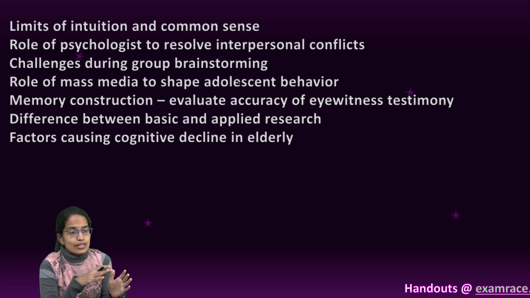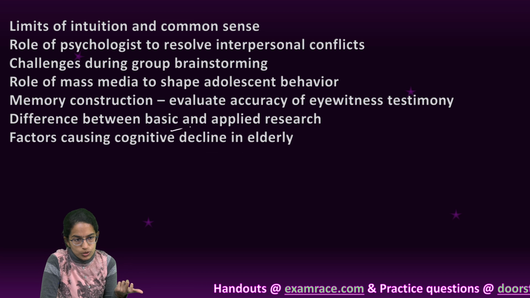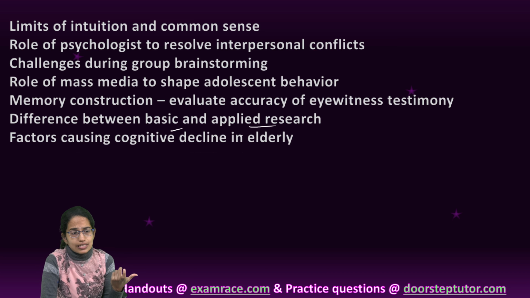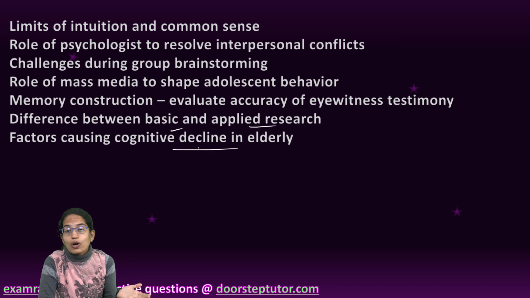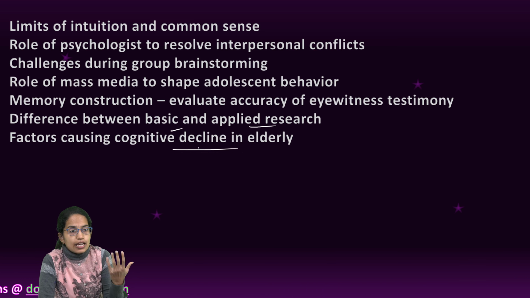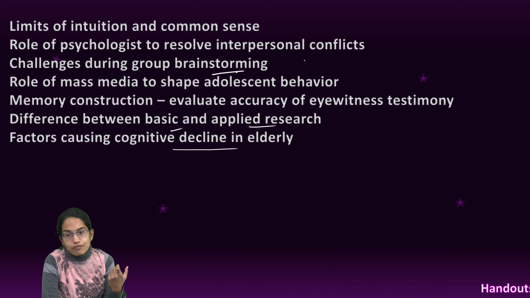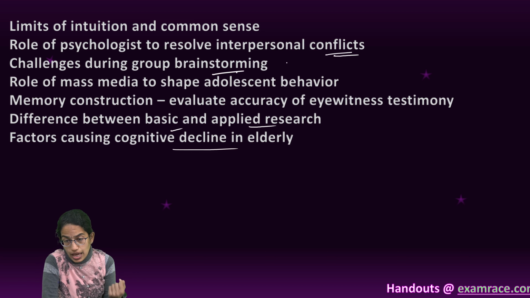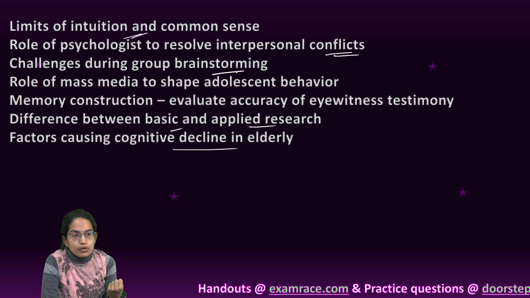Similarly, in paper 1, the questions were extremely direct. For example, what is the basic difference between applied research and basic research? What are the factors which actually lead to cognitive decline in aged population? So in the elderly, how is it affecting? What is brainstorming? What are the ways through which psychologists help to resolve conflicts? What is limit to intuition?